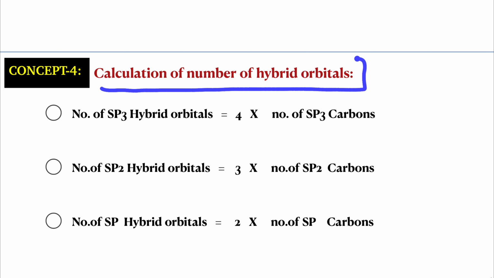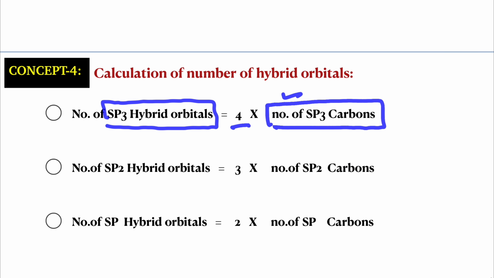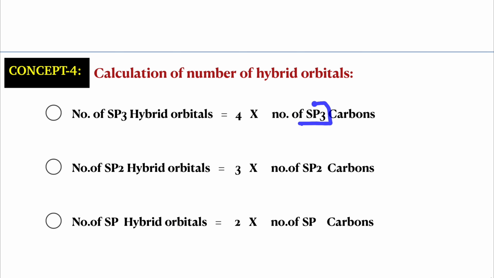Calculation of number of hybrid orbitals, it's a very simple one. If you want to find the number of sp3 hybrid orbitals, you just see how many sp3 carbons are present. You multiply that number with 4, because sp3 means it is not a single orbital. sp3 means always 4 orbitals. You just find the number of sp3 carbons, and that number is multiplied by 4.